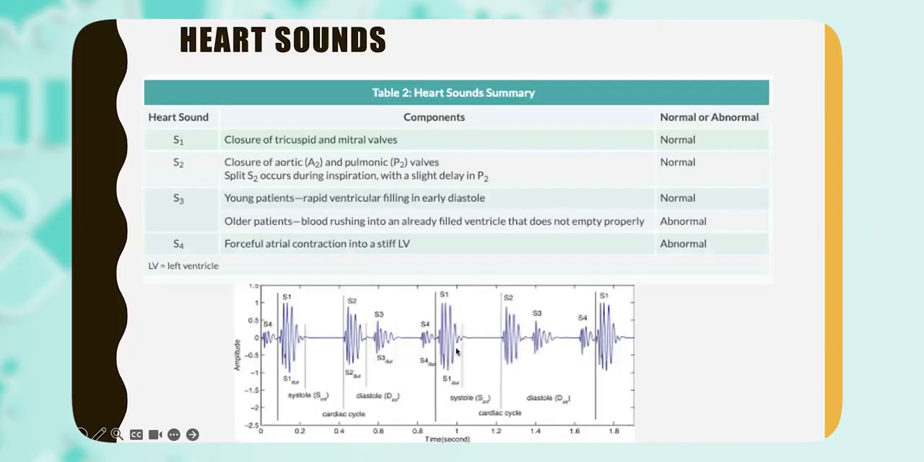So these are the heart sounds. S1 caused by closure of the AV valves, normally loud. S2 caused by closure of semilunar valves. S3 is physiologically found in young patients with rapid ventricular filling in early diastole, especially in tachycardia.